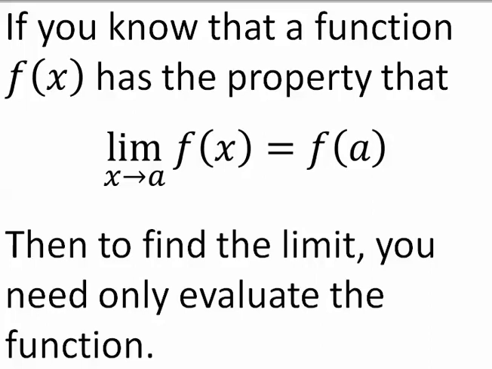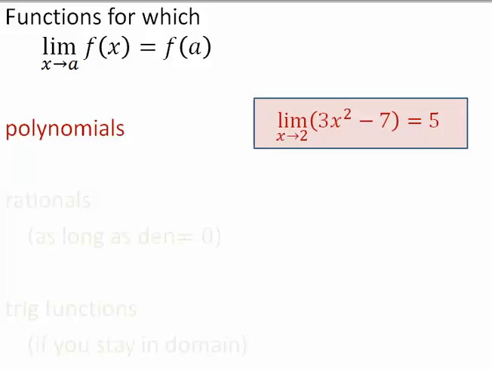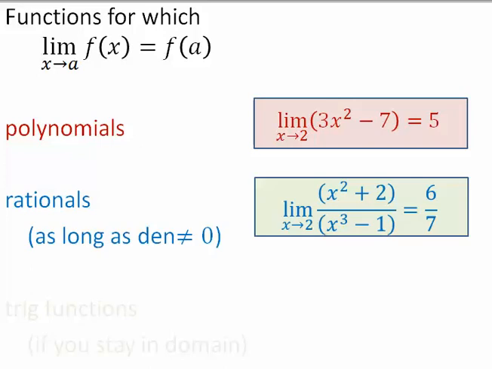So let's study our nice functions. Functions for which the limit is equal to the evaluation. Polynomials. Rationals, as long as your denominator doesn't equal 0. If your target point means that your denominator will be 0, then you cannot do this evaluation. You've got to do something else.